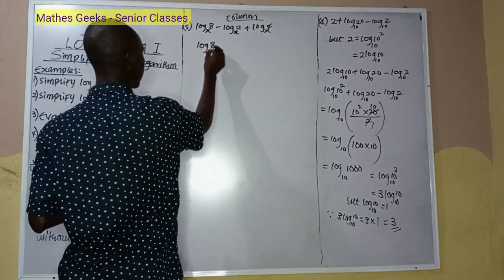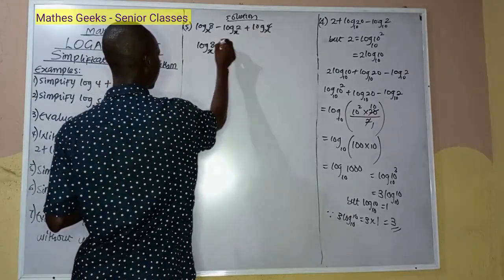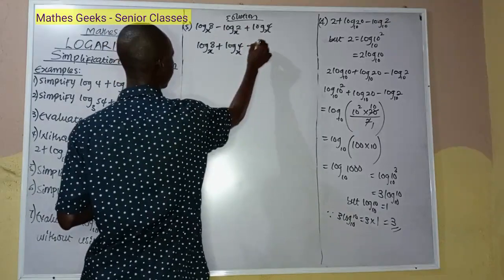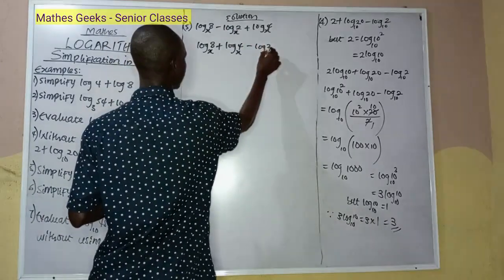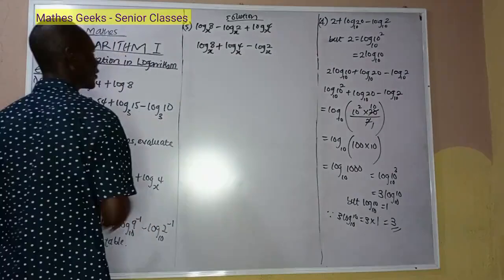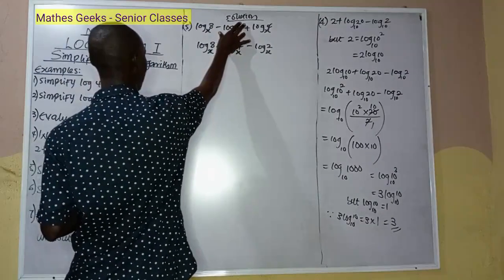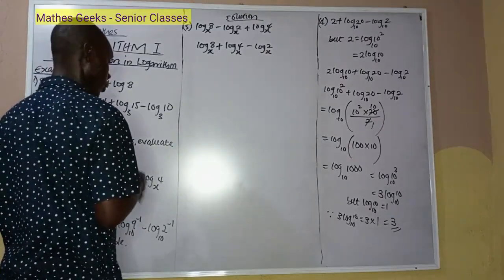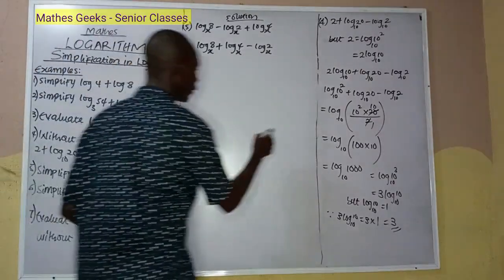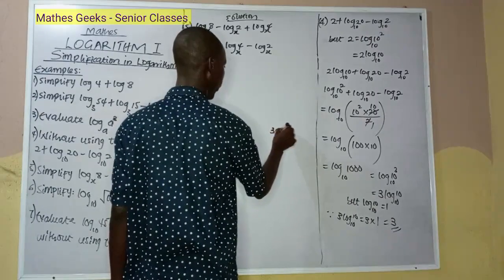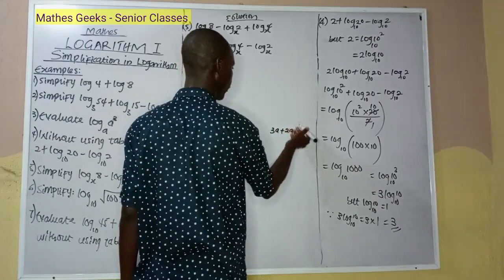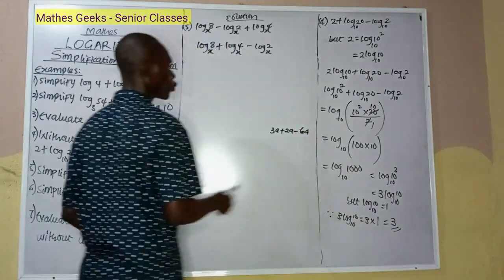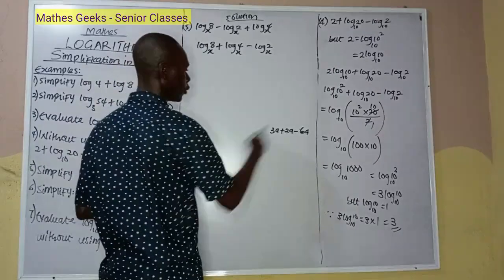So log 8 to the base x is positive, and this one is also positive, plus log 4 to base x, and then this is negative, minus log 2 to the base x. Let's note that the sign before any number or any algebraic term is what determines whether that term is positive or negative. For instance, if I have 3a plus 2a minus 2a minus 6a, and assume I want to group them based on their signs.